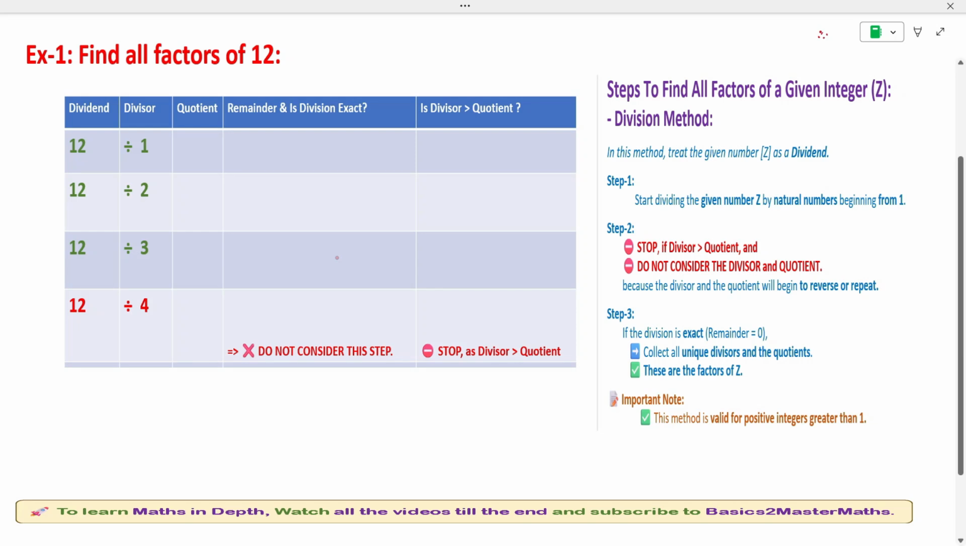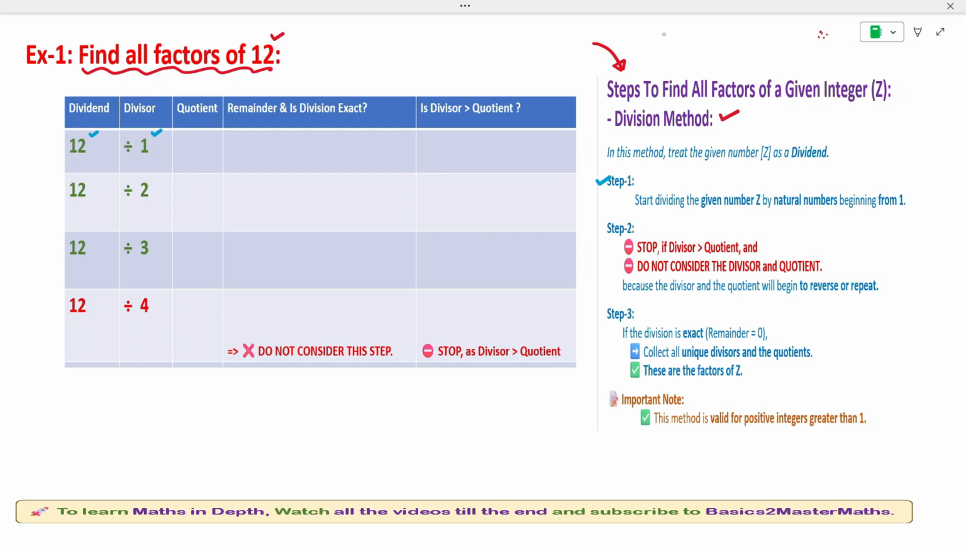Today, we will see how to find all factors of 12 by division method. Before solving the problem, please go through the below steps. Step 1. Start dividing 12 by the natural numbers beginning from 1.